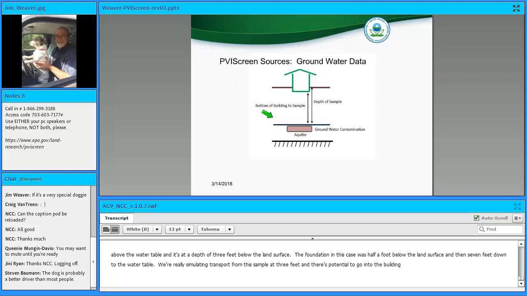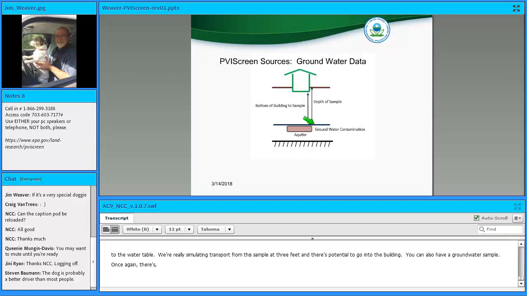Okay, we can also have a groundwater sample. Once again, we're concerned with the bottom of the building, distance to the sample, the depth of that sample, and then in this case, the sample will be at the level of the aquifer.